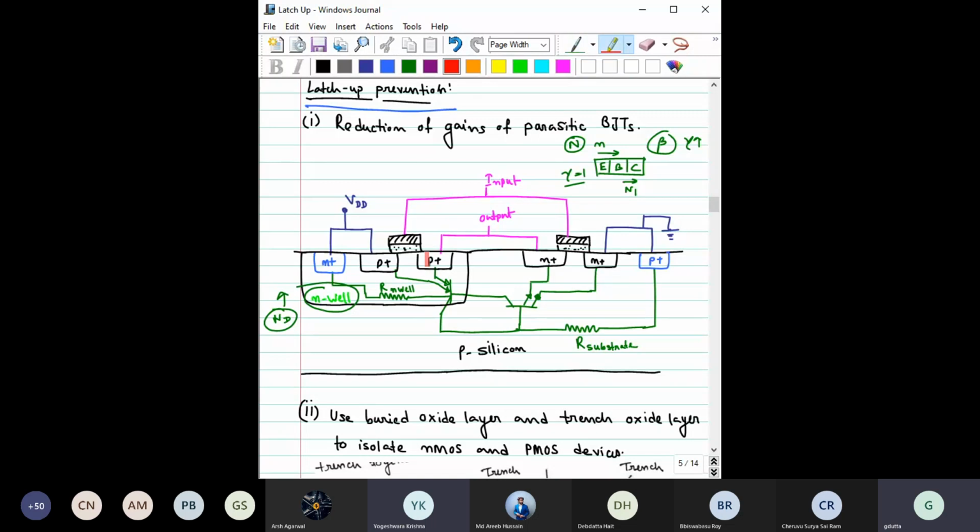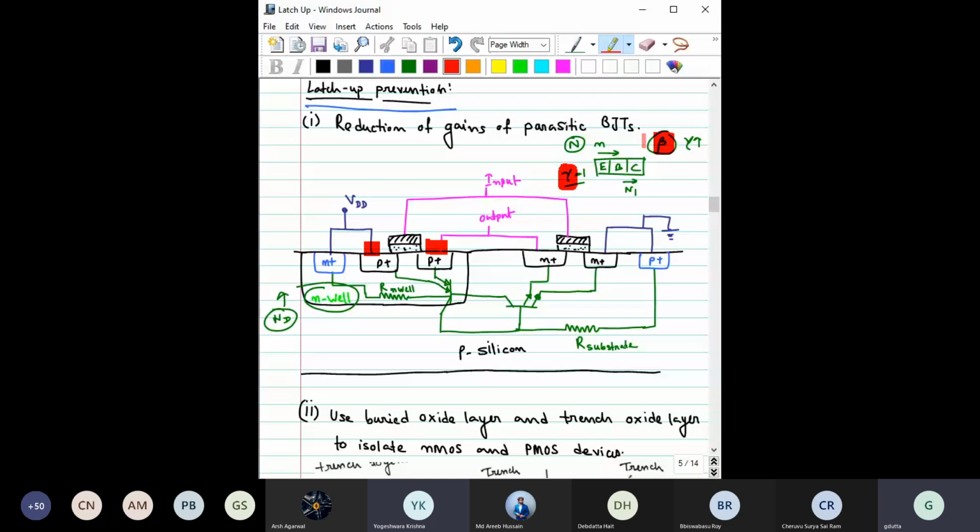So if you reduce the doping in this region or in this region, then what will happen? That will increase the parasitic resistance for the MOSFET. That is not intended, so you cannot reduce it. So one technique is that instead of this ohmic contact, you use a Schottky contact here. If you use a Schottky contact, that will reduce this gamma, and basically that will also reduce this beta.